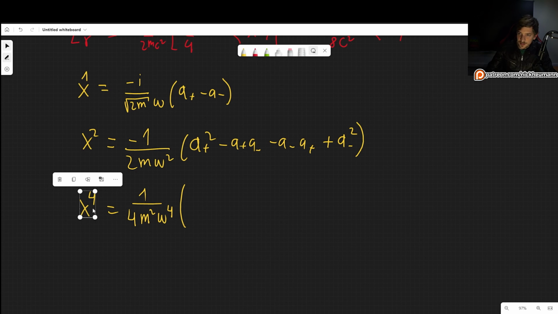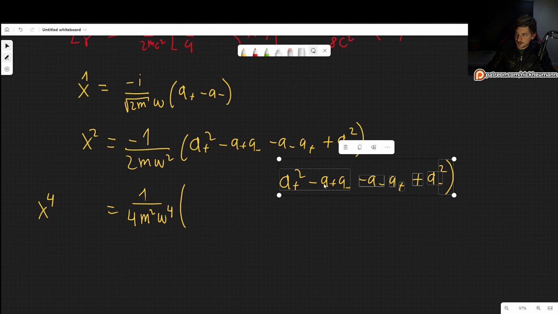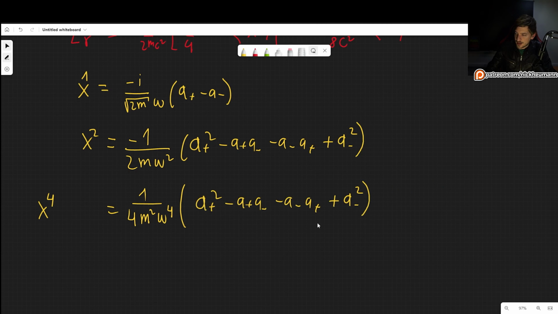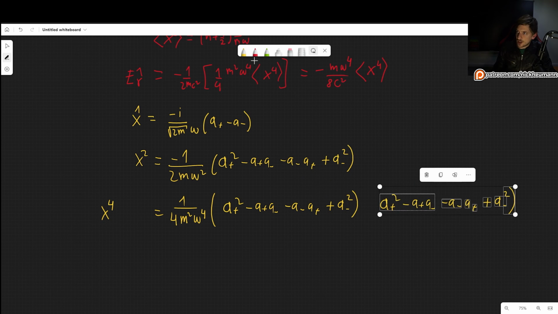So let me move this, because I'll use it in a moment. So I will copy this and write it twice. So this, paste it, and then again. So we now want to do this product.